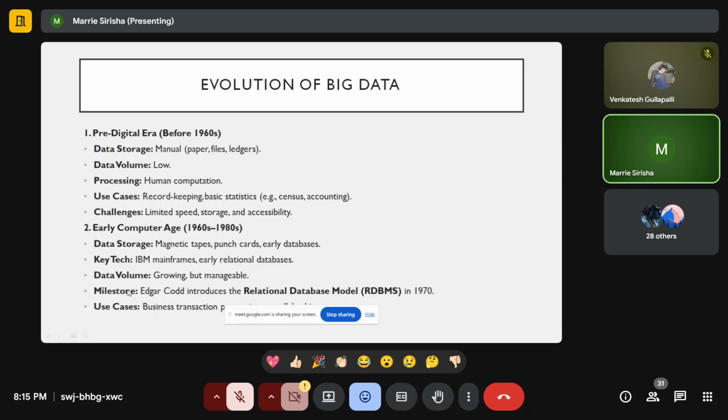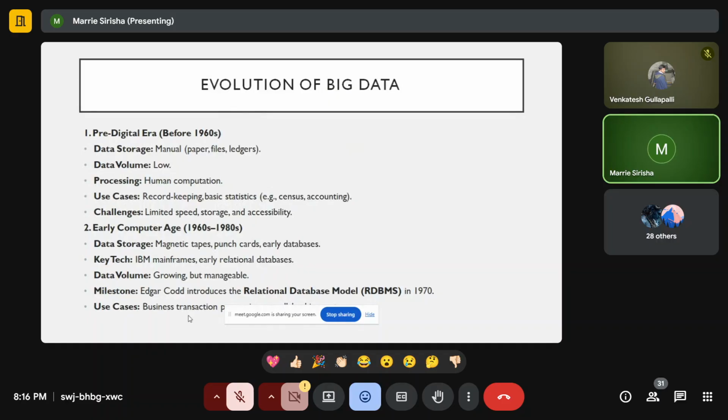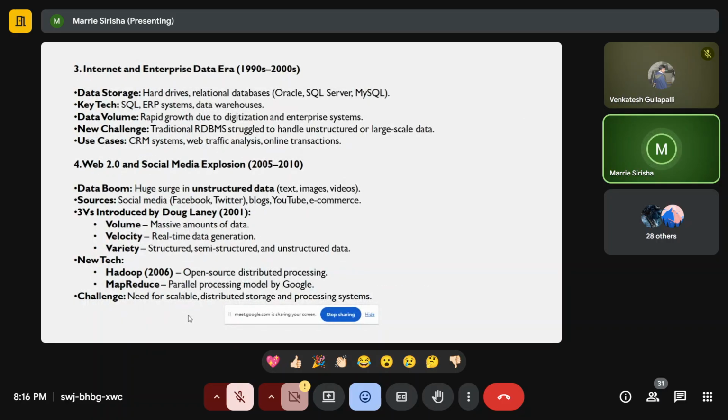And next one, where it is used in business transactions. So these are the two. And next one is, okay, after emerging the computer, next we are into the internet and enterprise data era. That is somewhere between 1990s to 2000s. ఈ డెకేడ్ మధ్యలో ఏమైంది? ఇంటర్నెట్ వచ్చింది అండ్ ఎంటర్ప్రైజ్.